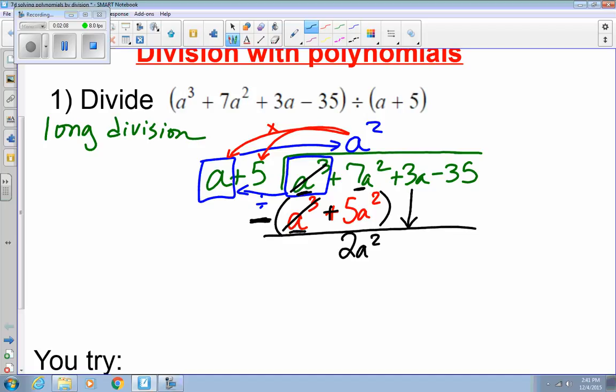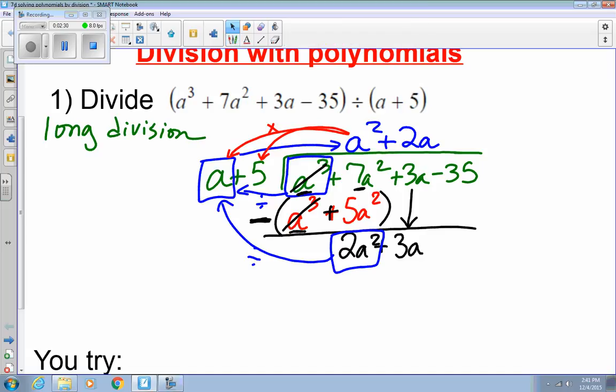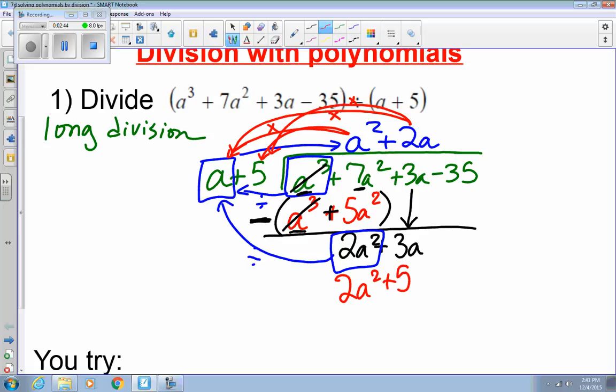The next term comes down, positive 3a. Now we take the first term and divide by the first term. So 2a squared divided by a is 2a, so we write it up top. And we multiply back down. 2a times a is 2a squared. 2a times 5 is 5a. Just kidding, 10a.